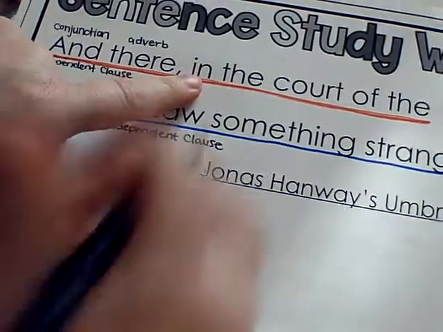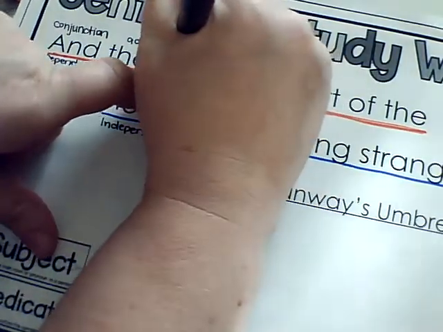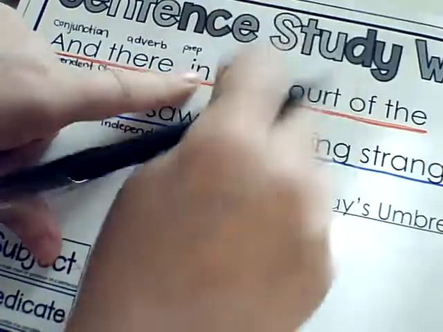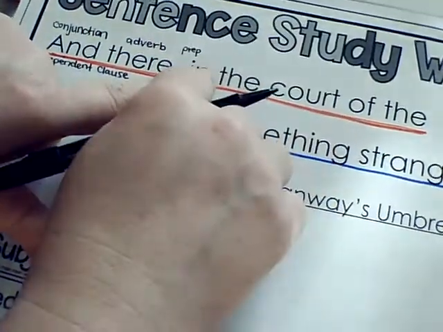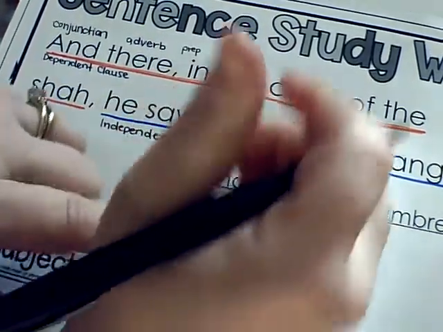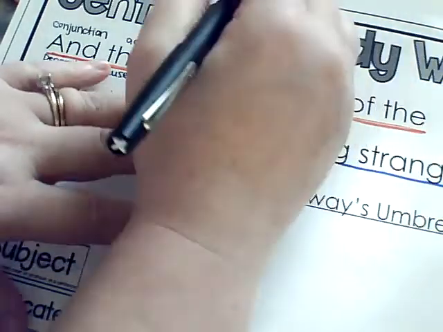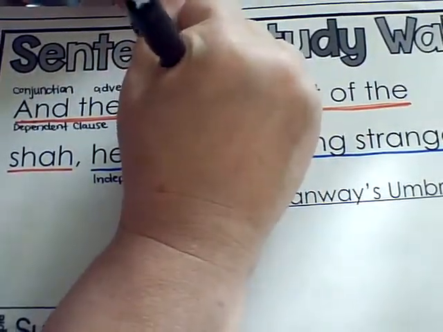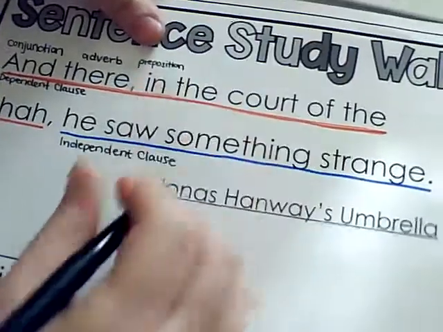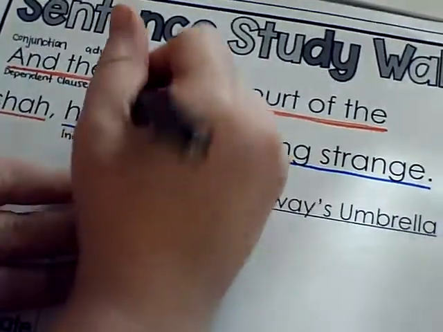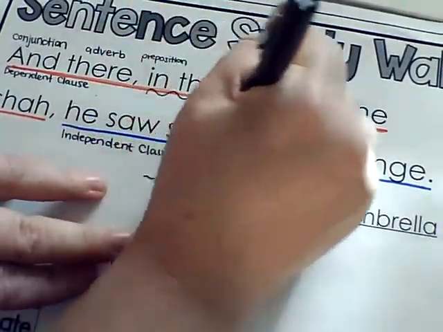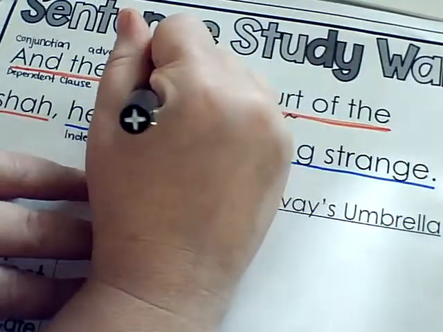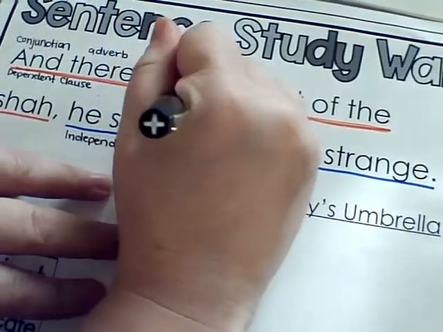Okay, we have the word in, which is a preposition. It's showing the positioning. The court is in, or the something strange is in. Sorry, it's like the sentence is all flip-floppy. Preposition. Okay, so that would make this a prepositional phrase. In the court. So I'll call it a prep phrase.